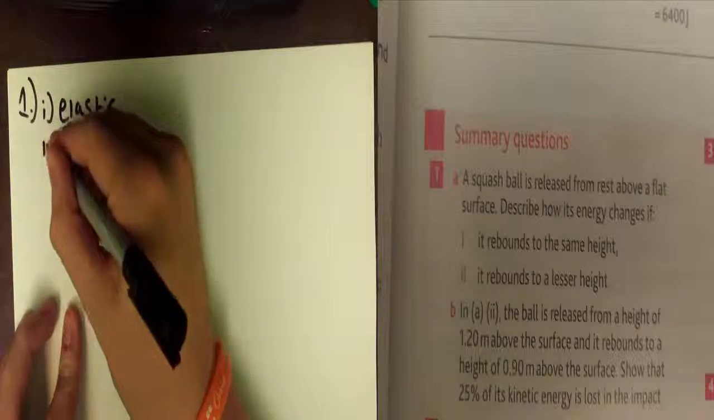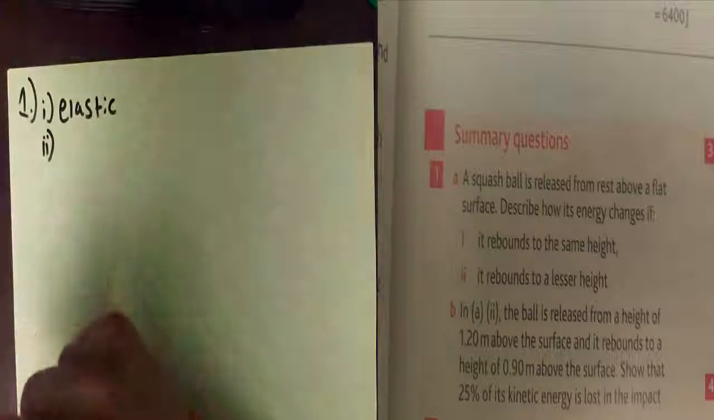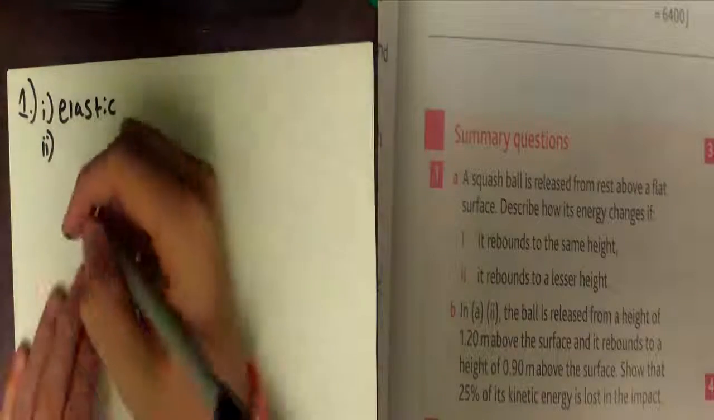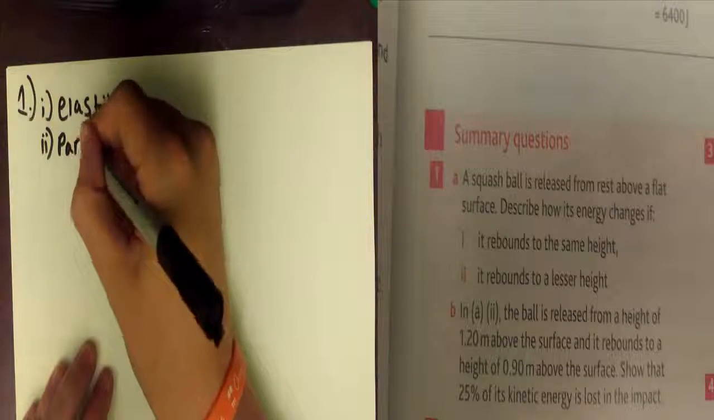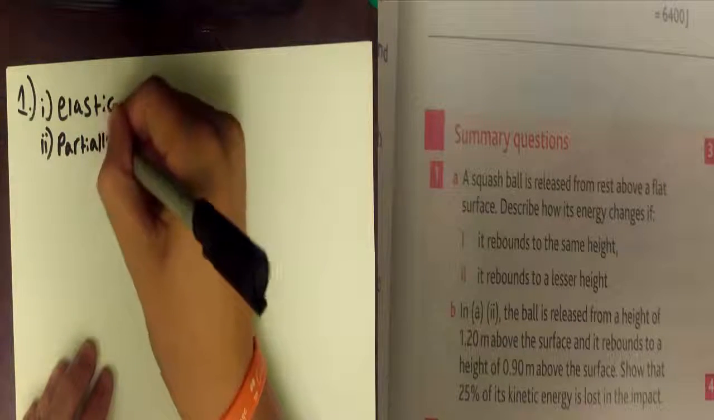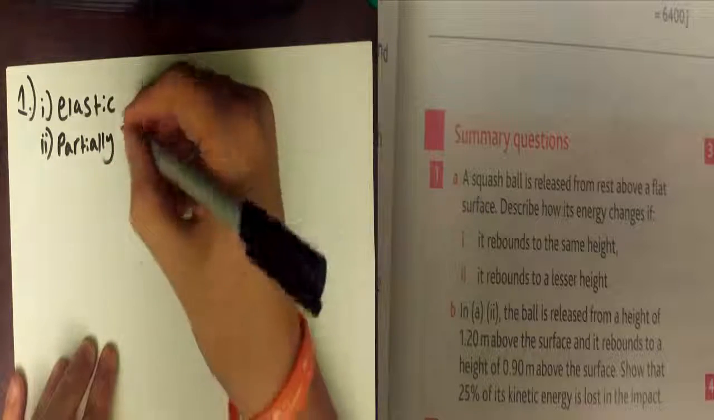Now, part 2. Describe how its energy changes if it rebounds to a lesser height. Well, this is quite simple. It's partially inelastic, because it does not stick to the floor, but it rebounds with slightly less kinetic energy.